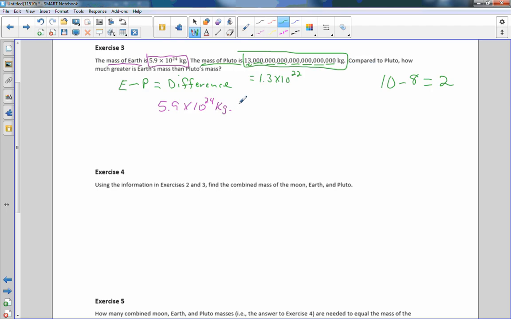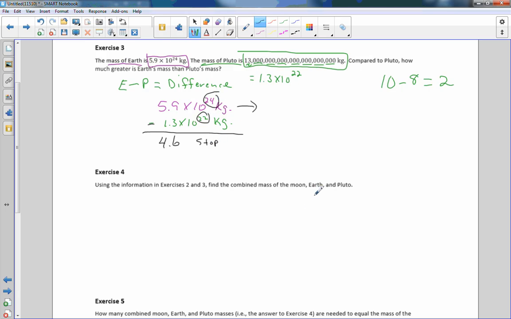So I'm going to subtract 1.3 times 10 to the 22. I'm going to do this vertically, because I prefer to do math vertically. That's kilograms also. When I subtract these two, 9 minus 3 is 6, 5 minus 1 is 4. I cannot subtract these here, so now I've got a problem. I cannot subtract if my exponents are different. So I'm going to have to convert this, so I'm going to stop here because these are not the same.